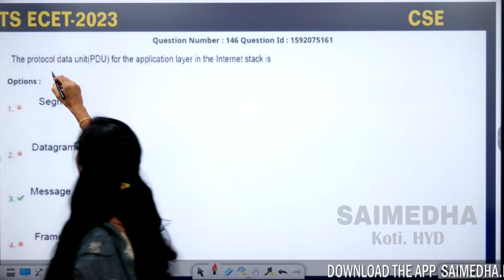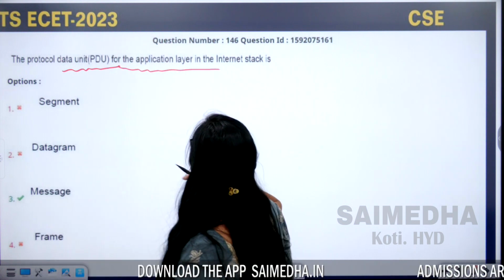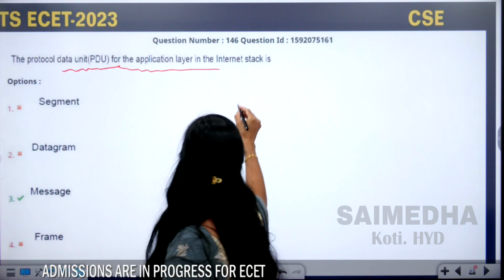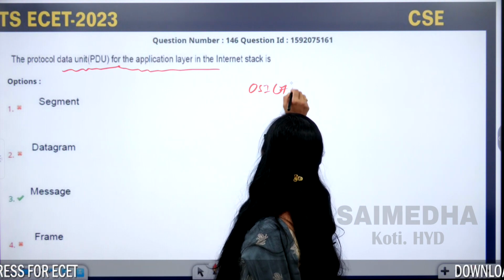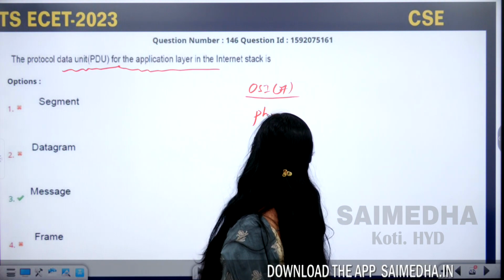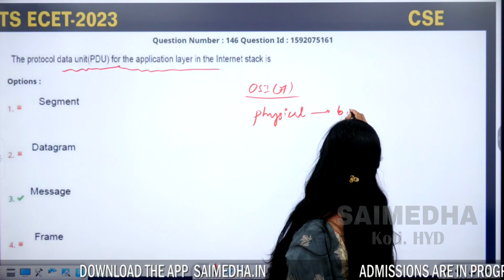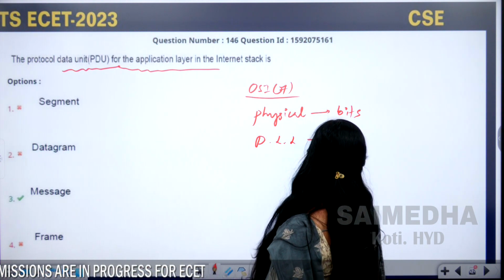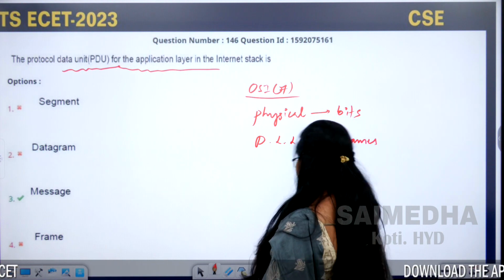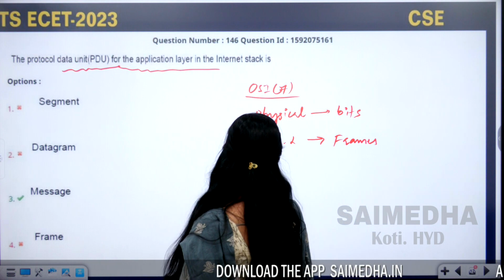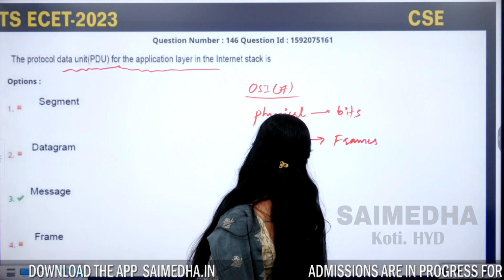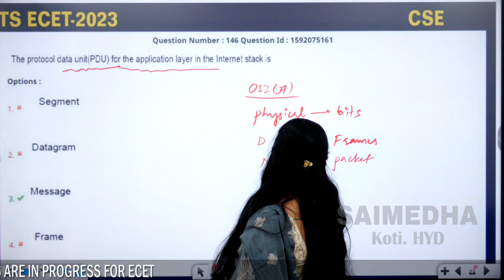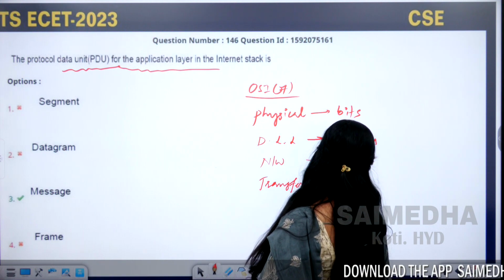Thank you. The protocol data unit for the application layer in the internet stack is represented with dash. In the OSI model, there are 7 layers. Out of those 7 layers, the first one is the physical layer, which represents the data in bits format. Bits are nothing but zeros and ones. Coming to the data link layer, it represents the data in frames format. The third one, the network layer, represents the data in packet format. The transport layer represents the data in segment format.